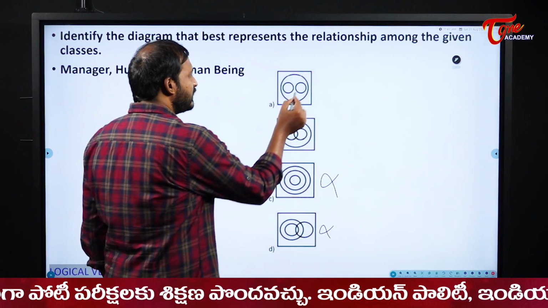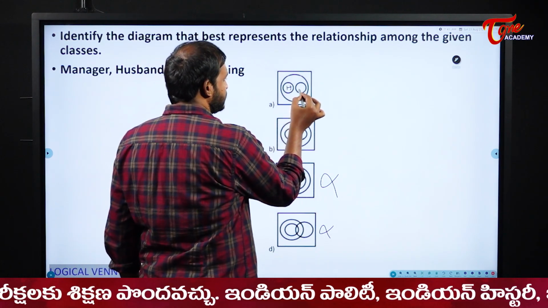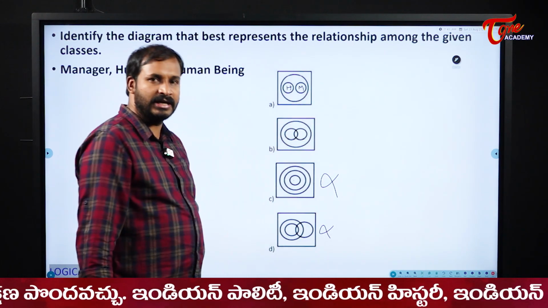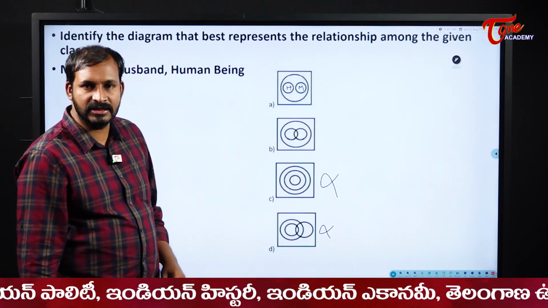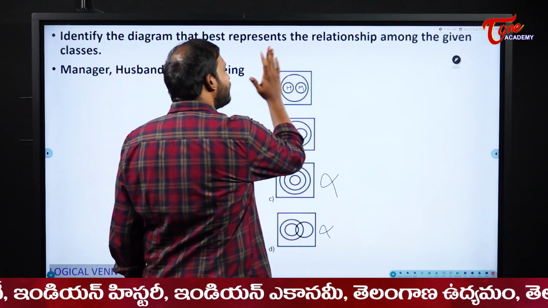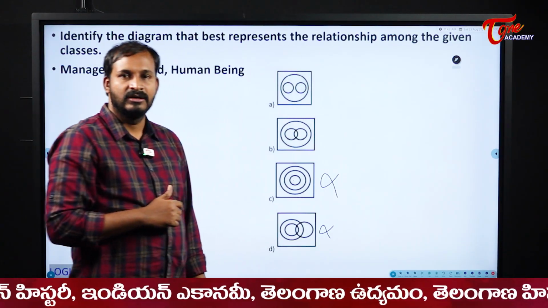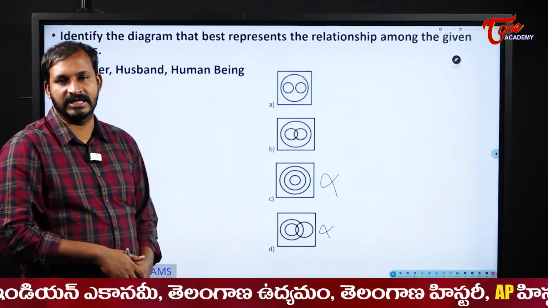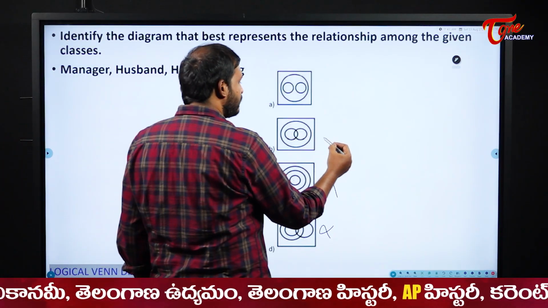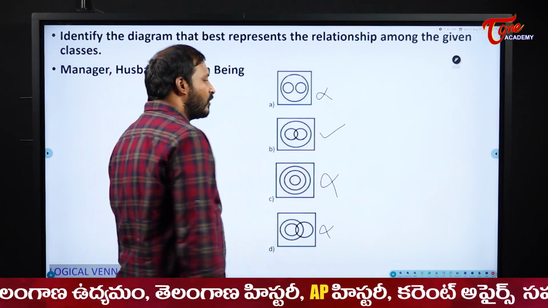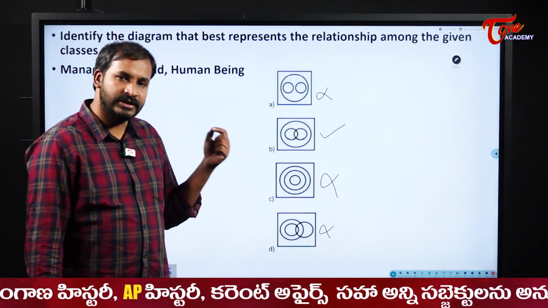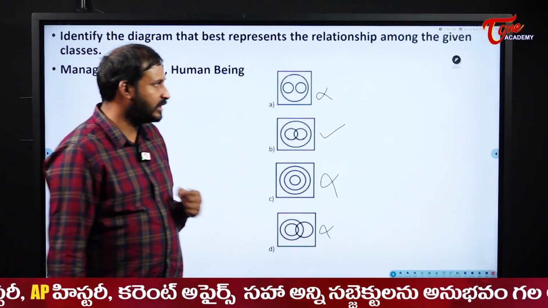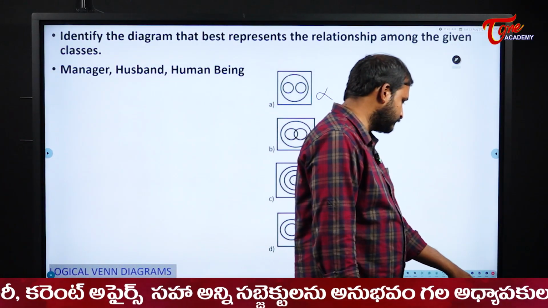Now, this one tells us that if this is human beings, husbands and managers, can a manager never become a husband, or can a husband not become a manager? No, that is also not possible, right? Yes, there will be some husbands who are managers, or some managers who are husbands as well. So, which one is the best one for us here? Option B. So, option A is also deleted here. We need to choose the best one. We will move to the next one.